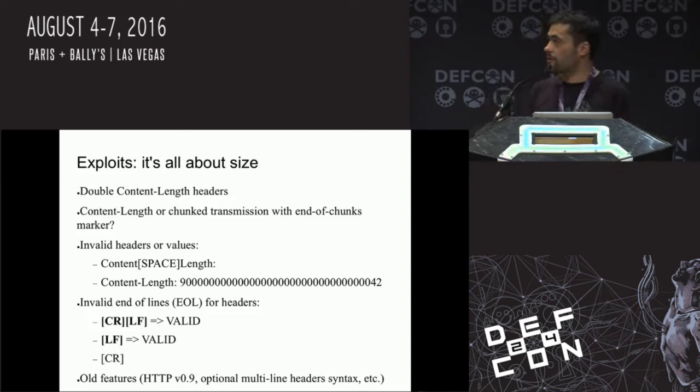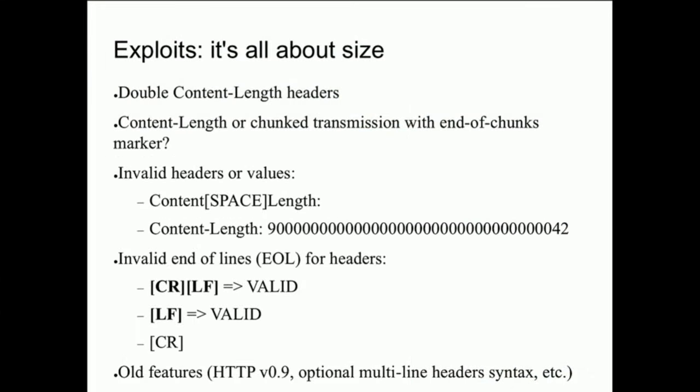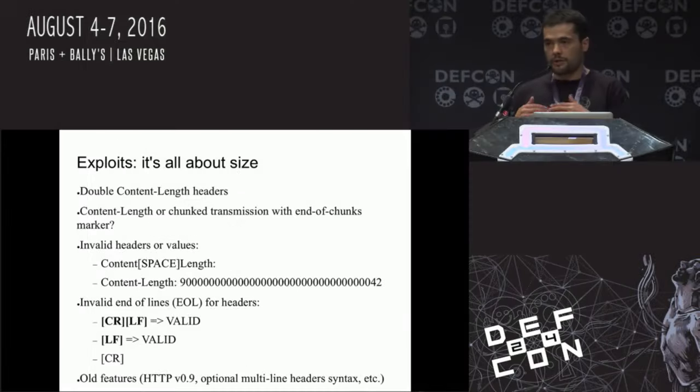So the exploits, it's all about size, because we are in a pipeline. We've got several messages in a pipeline, and each one has its own size. So the goal is to alter the size. You can make double content length errors, so people don't know which one is the right one, and this is strictly forbidden. You can play with content length and chunked transmission, and you should not play with both.